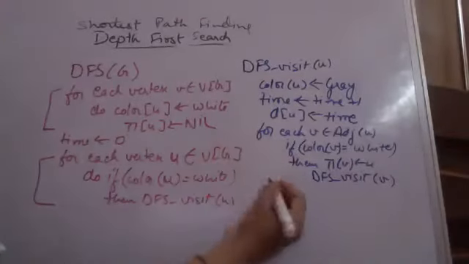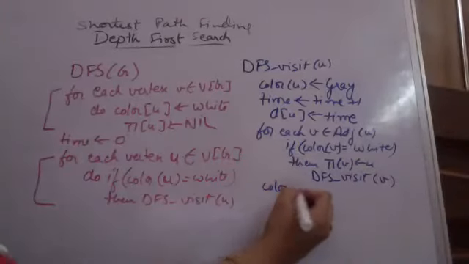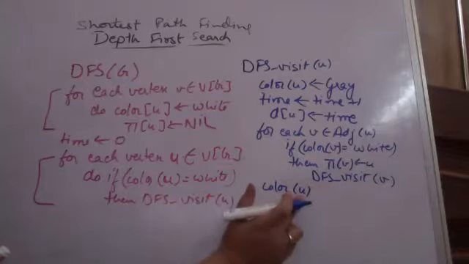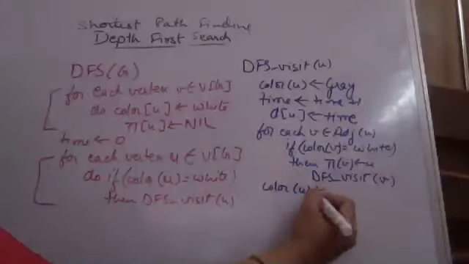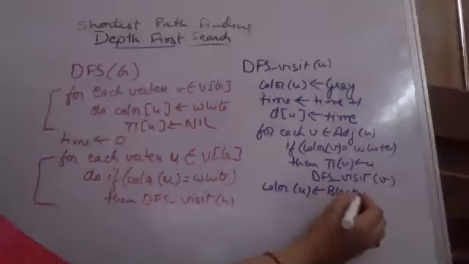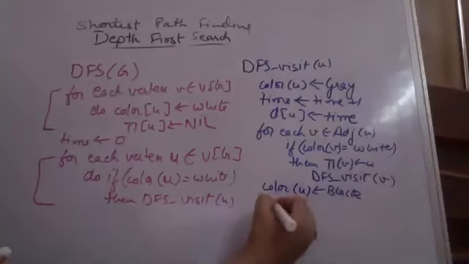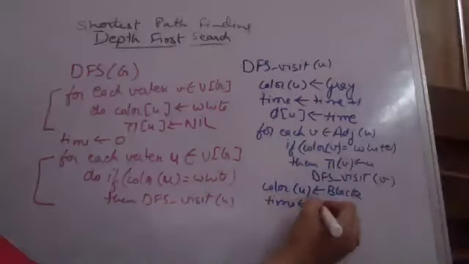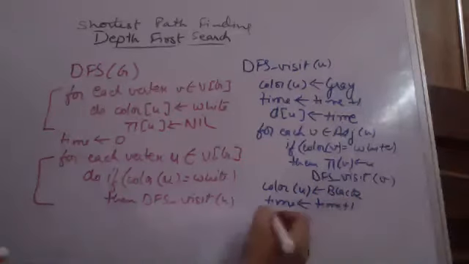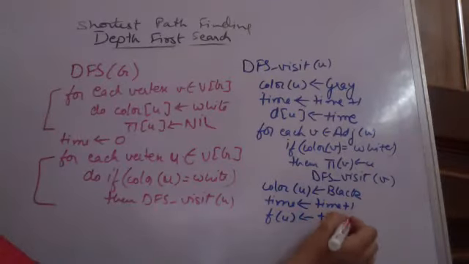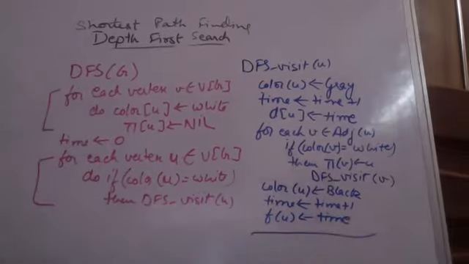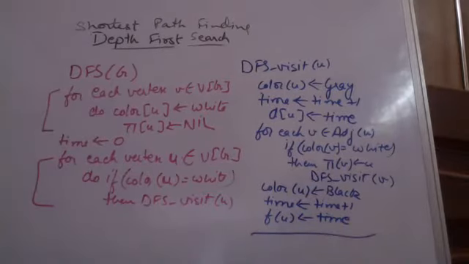After the loop is over, color the node U, color the node U and not V, understand? Color the node U as black, update the timer to be time plus 1 and set the finish time of node U to be the current updated time. This is it. So this is what my algorithm is for the DFS.